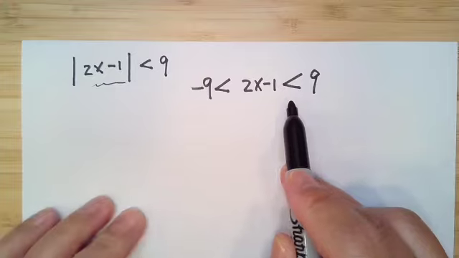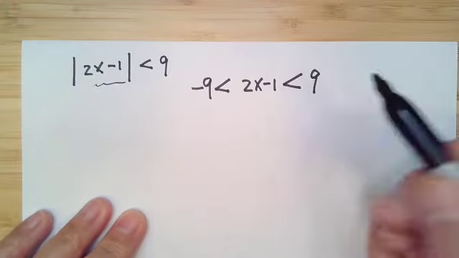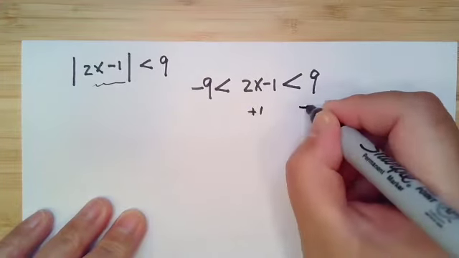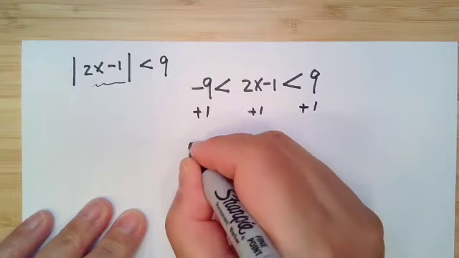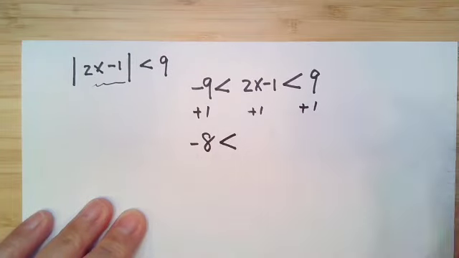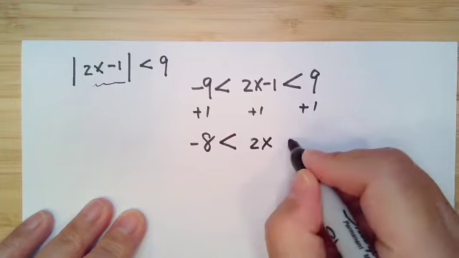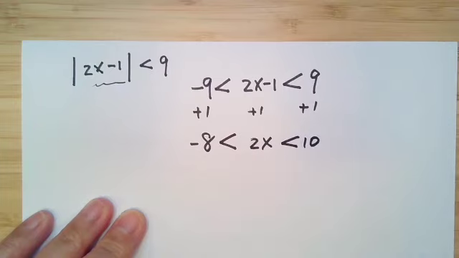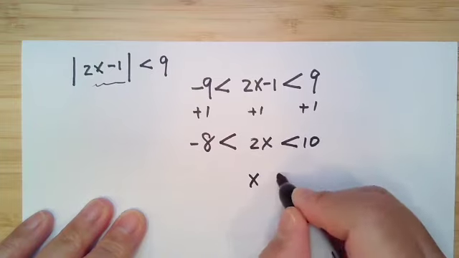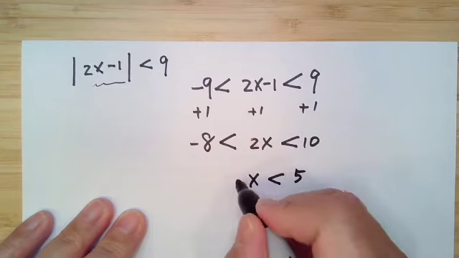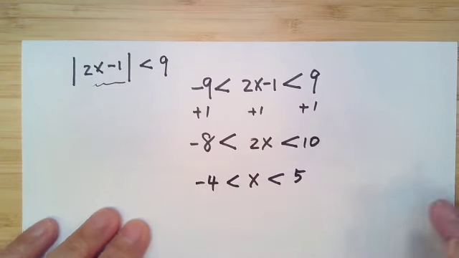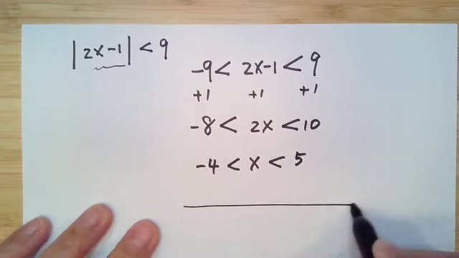After we have this, the next step is +1, +1, +1. So we have -8, we keep the direction, 2x, minus 10. We divide by 2. That's going to be 5 and -4. So we have the solution, and you know how to graph that.